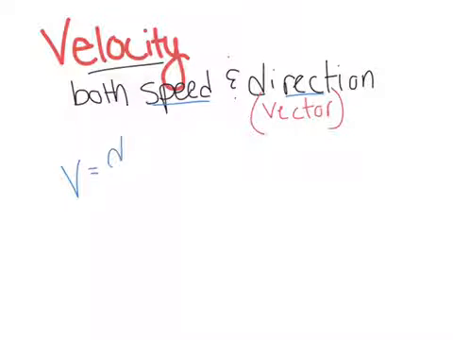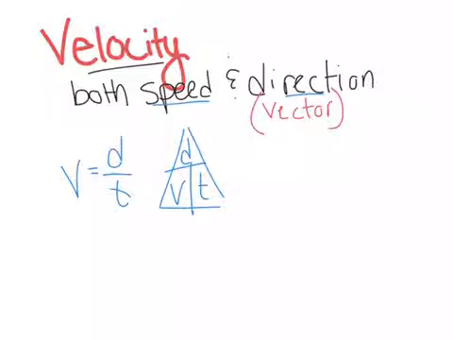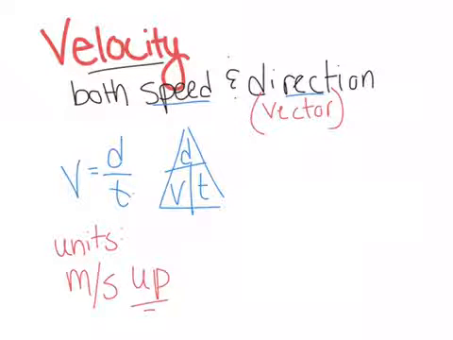Velocity and speed are calculated in the exact same way. Velocity is equal to distance over time. When you have your units for velocity, you're going to divide your labels just like we did for speed. So often it turns out to be meters per second. But then you're going to have to add some sort of direction word. So ways you could measure direction are like to the left. Or maybe you would have meters per second up. Some word that tells me which direction my object is moving.